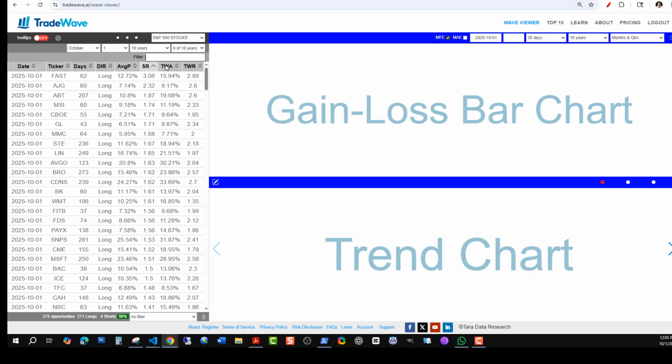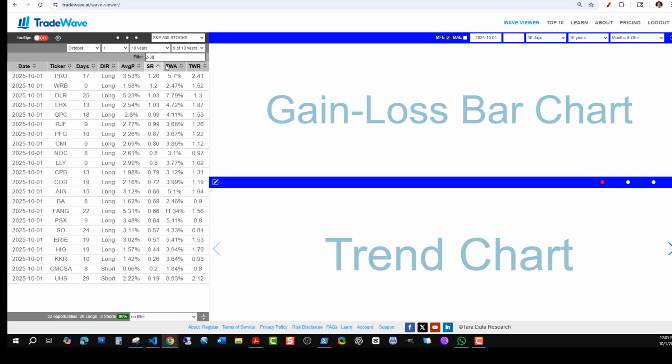But what about the 30 days? So I say 2-30, which means filter everything, minimum 2 days, maximum 30 days. That shows us all of these patterns that are 2 to 30 days. But now look at the bottom. 22 opportunities were detected, and 20 were long, and only 2 were short. That shows that the market is turning bullish as opposed to how it was in September.